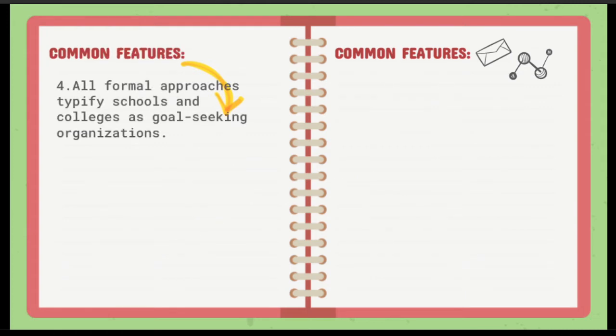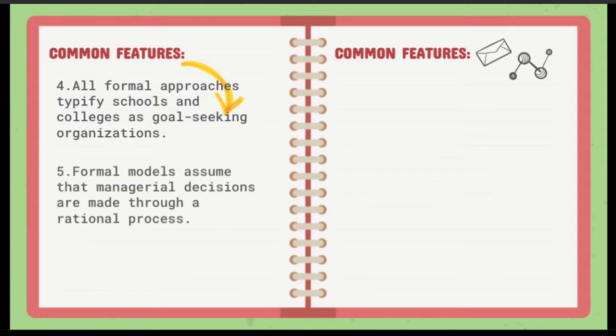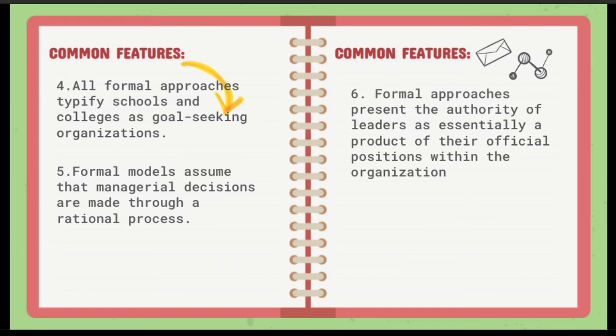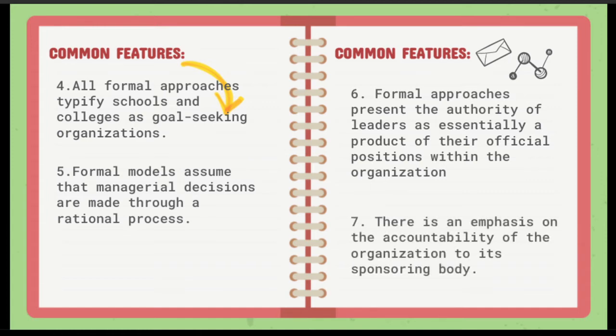It also typifies schools and colleges as goal-seeking. It assumes managerial decisions are made through a rational process. Formal approaches present the authority of leaders as essentially a product of their official positions within the organization, and there is an emphasis on the accountability of the organization to its sponsoring body. Whatever happens to the organization, every member has the sole responsibility.